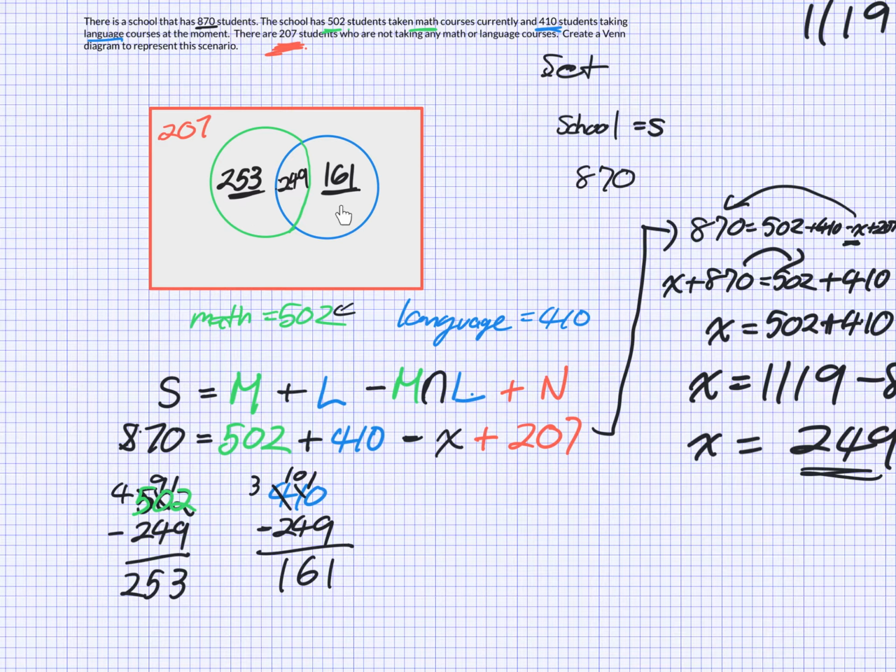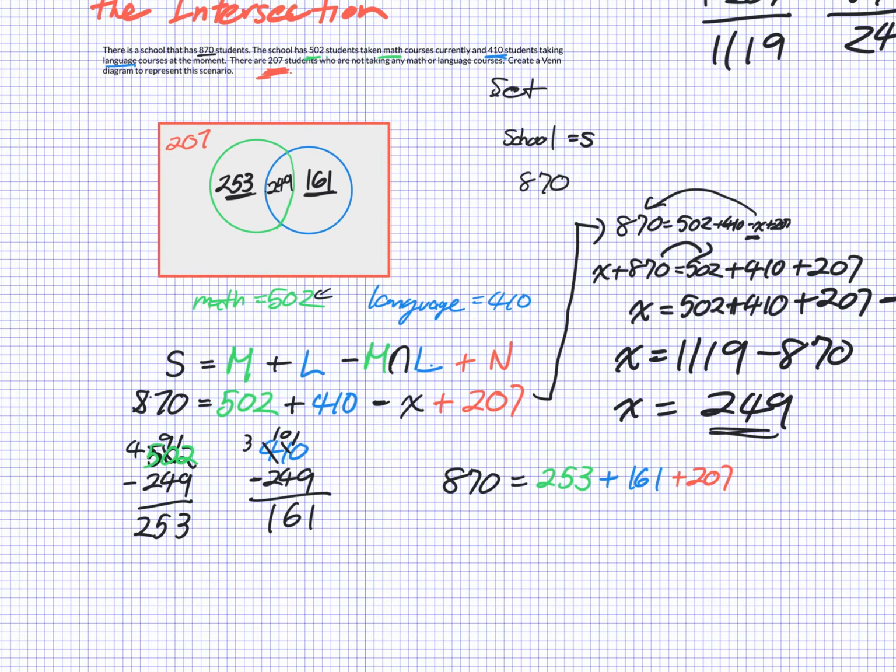These numbers, to ensure they're right, should add up to the actual total of the school. So the entire set, remember, is supposed to be 870. So let's see if the left side equals the right side. We should say 870 is equal to students in math, which are 253, plus students in language, 161, students taking nothing, 207, and finally, students taking both math and language, 249.